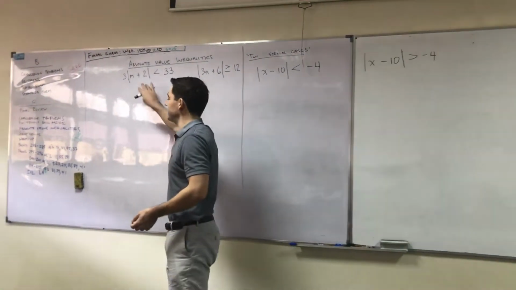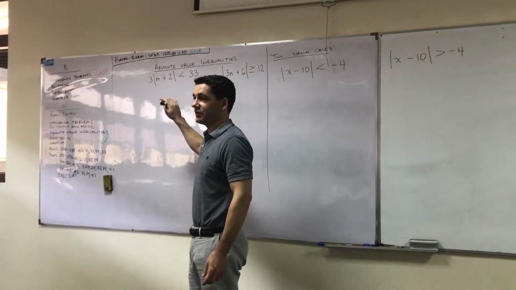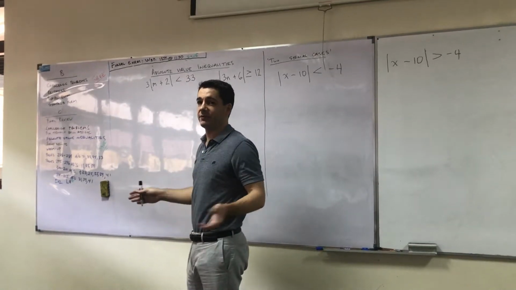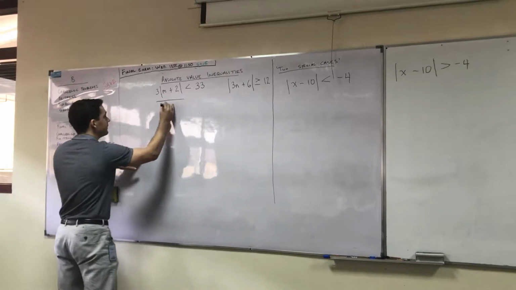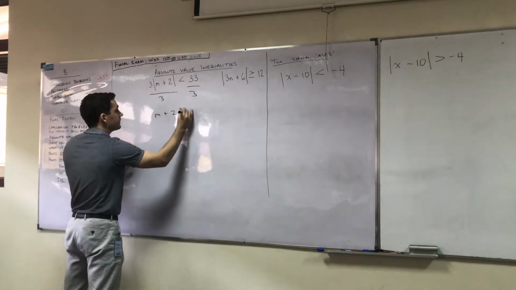So the first thing we do, and remember our mantra when solving absolute value equations was get all the stuff outside of the absolute value away from it first. So for this one, for example, we want to divide the 3, we have m plus 2 is less than 11.